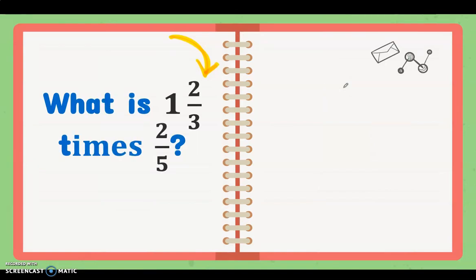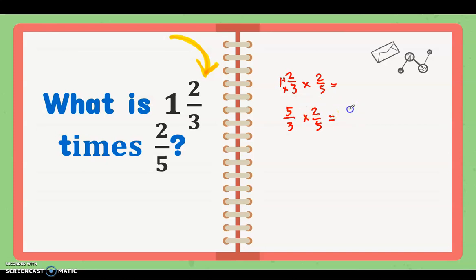Next, what is 1 and 2/3 times 2/5? Since this is a mixed number, change it into an improper fraction by multiplying 3 times 1 is 3, plus 2 is 5. Therefore, 5 over 3, just copy the denominator. Then the new equation is 5 over 3 times 2 over 5. Multiply the numerators and multiply the denominators.